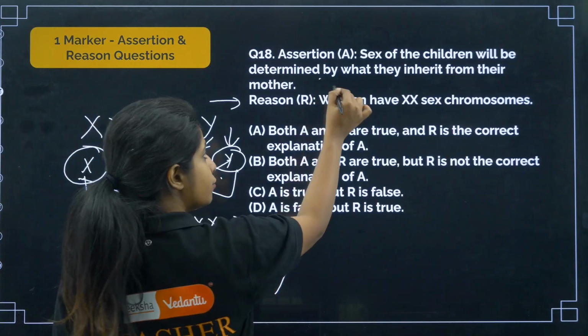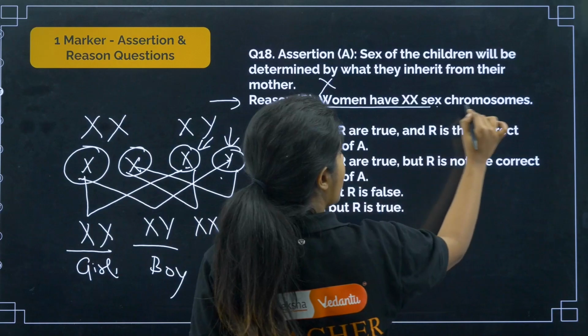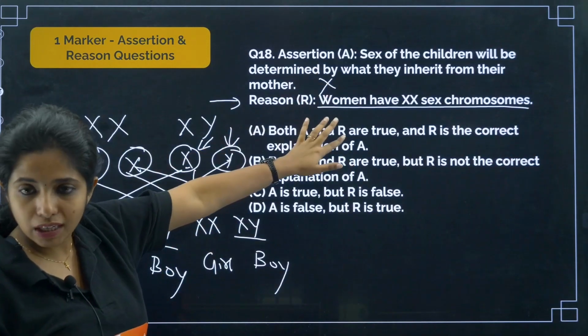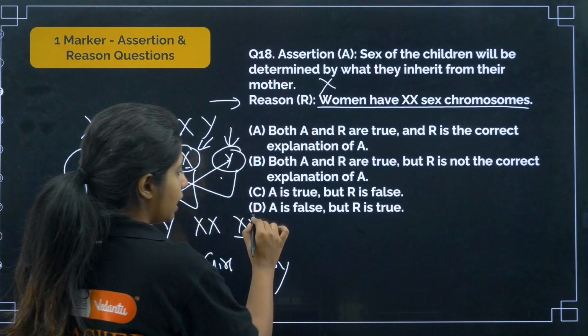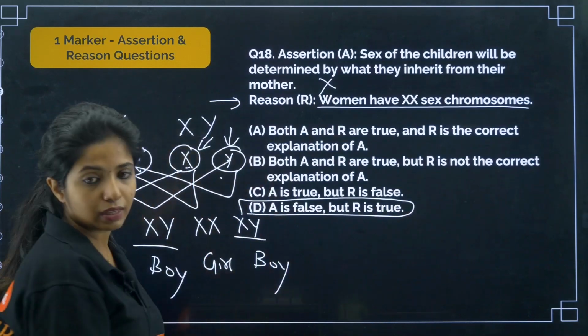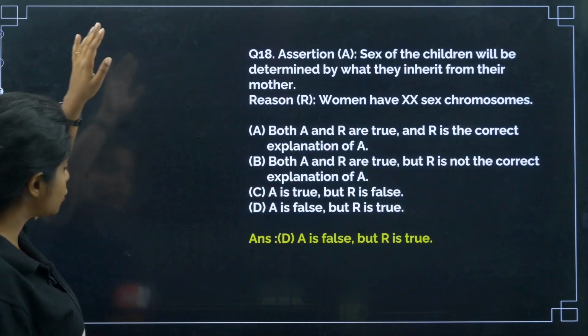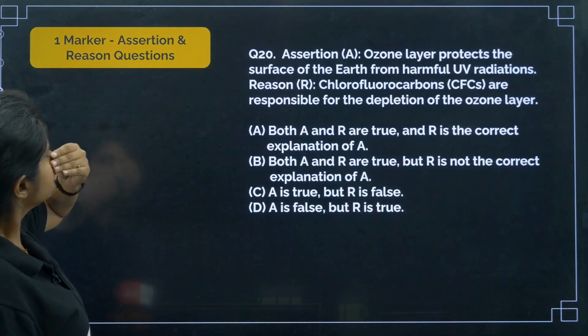So assertion is false, but the reason that they are saying women have XX chromosome, that is correct. So I'll say statement A is false, statement R is correct. Statement A is false, statement R is true. D is the correct answer for this. Cool? Chalo. Next.